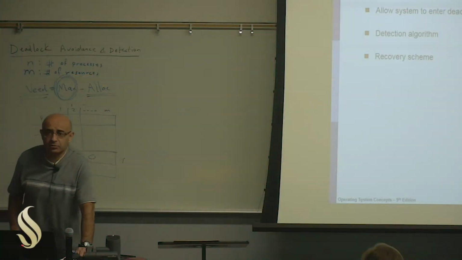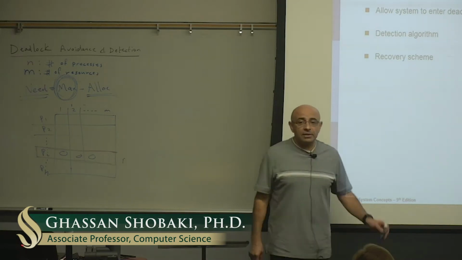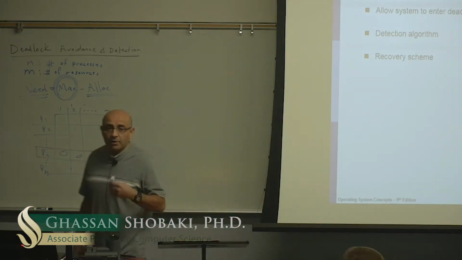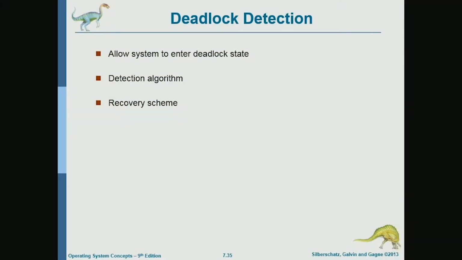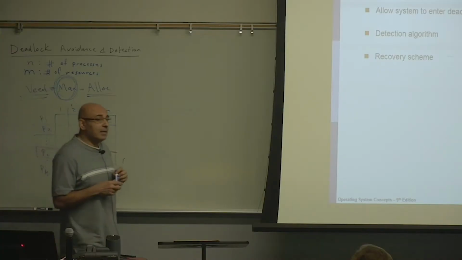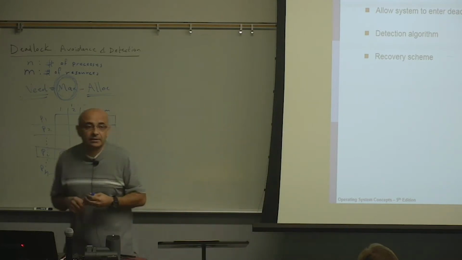Now we switch to deadlock detection. In deadlock avoidance, we were avoiding deadlocks before they happen. Now we're studying the detection of deadlocks after they happen. Which do you think will be easier? Detecting deadlocks after they happen or avoiding deadlocks?